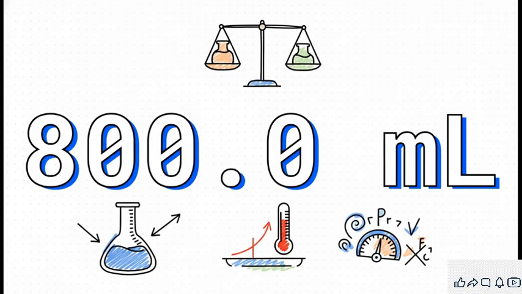Now wait a second. Isn't that the exact same volume we started with? How's that possible? Well, think about it. We doubled the pressure, which should have cut the volume in half. But we also doubled the absolute temperature, which should have doubled the volume. The two effects canceled each other out perfectly.